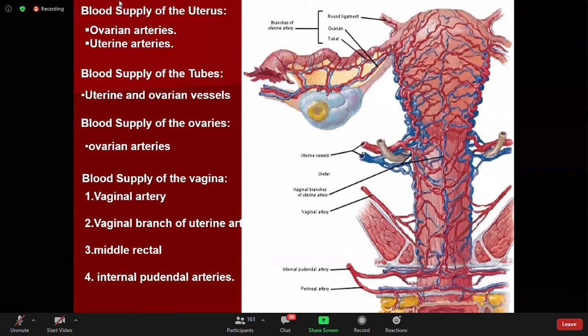So if you take a closer look at the wall of the uterus, it's extremely vascular. So it's going to receive ovarian arteries, it's going to receive uterine arteries, it's going to receive vaginal branches of the uterine artery, it's going to receive vaginal branches coming from the internal iliac and the internal pudendal. It is highly vascular. And you need that blood supply, right? So that's why during delivery you will have severe pain. What kind of pain you will have during delivery? Ischemic pain, right?